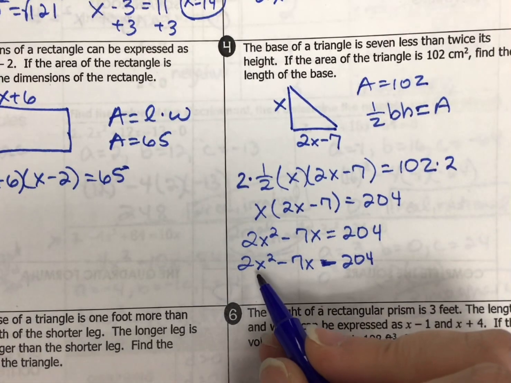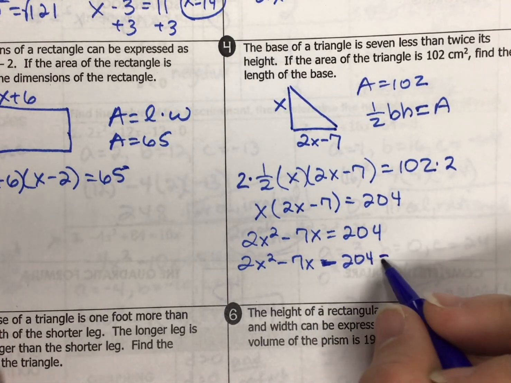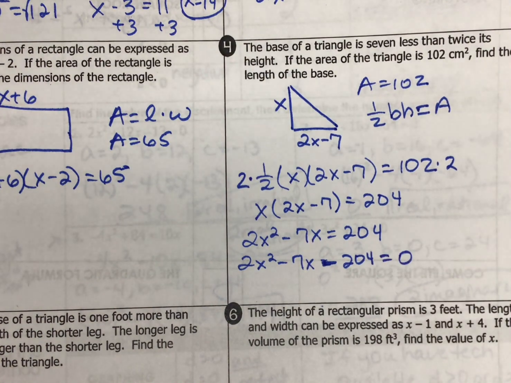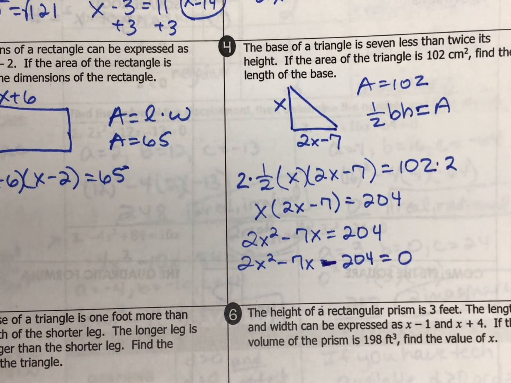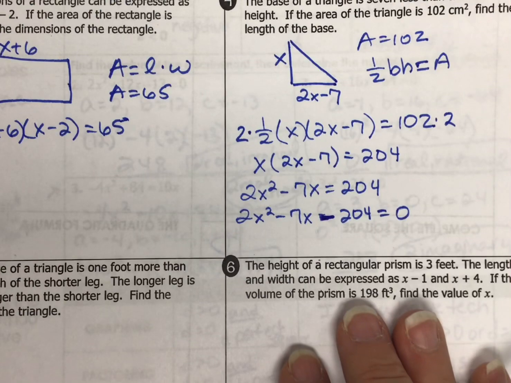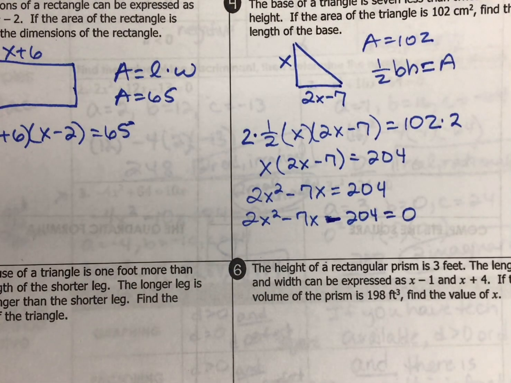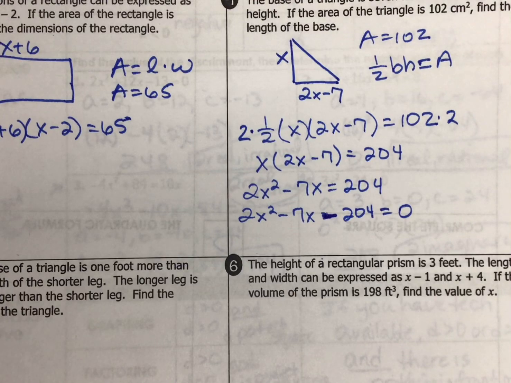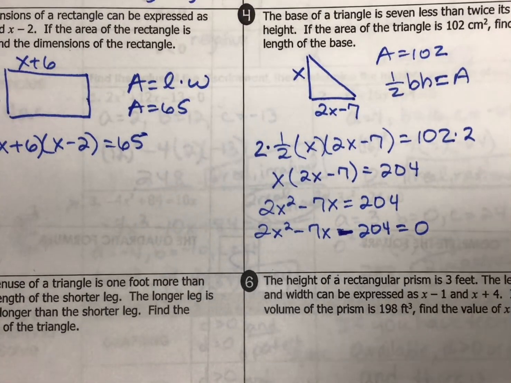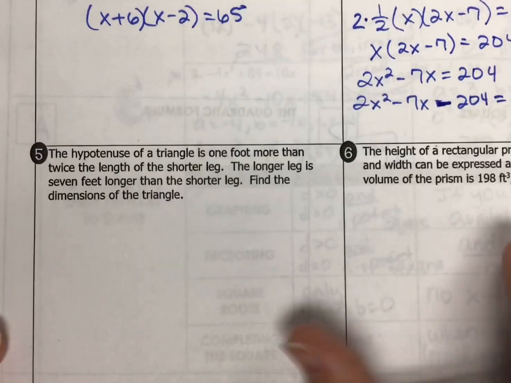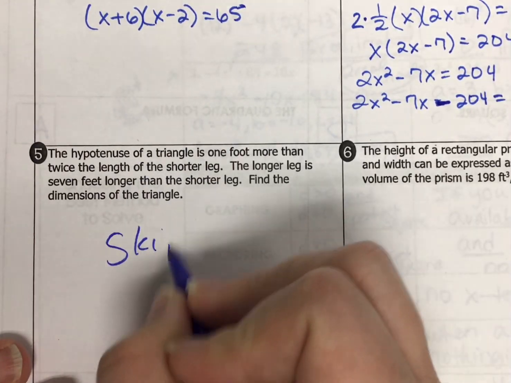Sorry about that. I get 2x squared minus 7x minus 204 equals 0. So I'm picking up, my video cut off, so I'm picking up where I left off. And then I would use the quadratic formula again to solve and take the positive answer only. Okay, number 5 you're going to skip, so mark that as a skip.